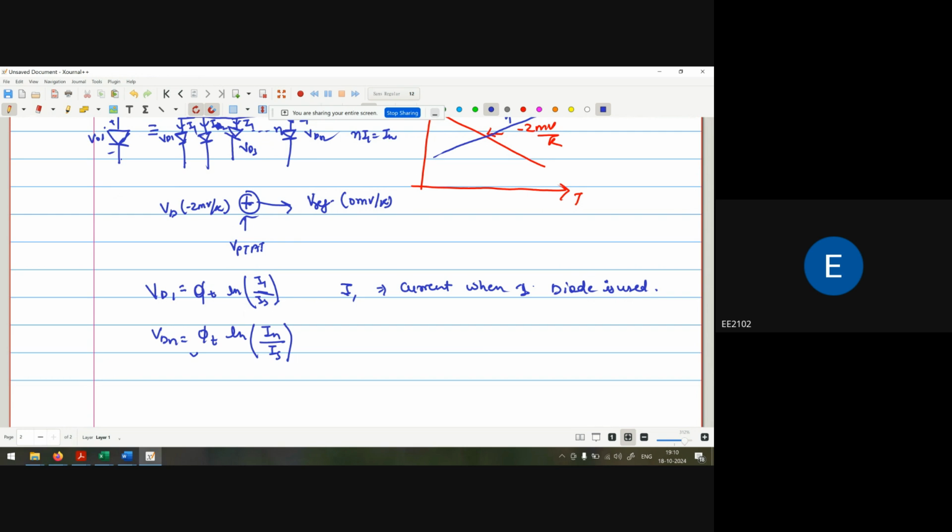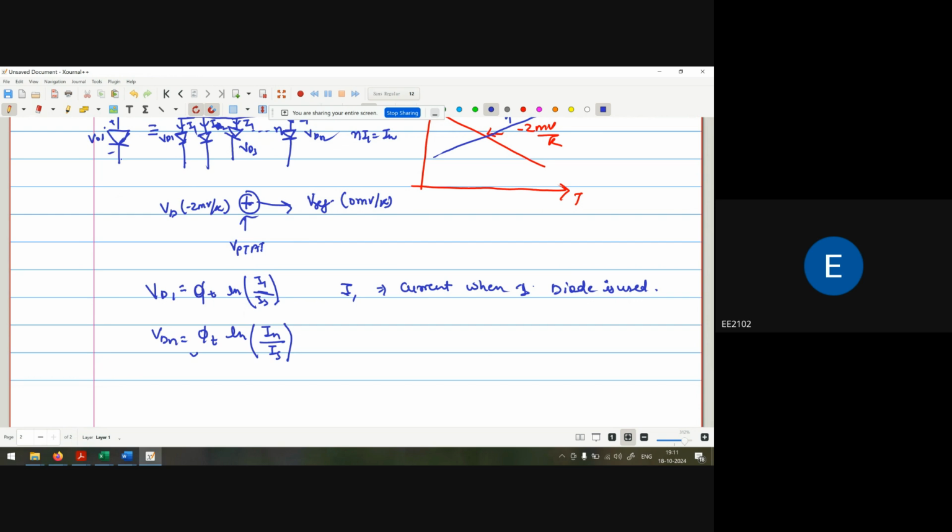Okay, so phi T and IS are two components not dependent on any parameter, but the rest, VD1 and I1, and similarly VDN, these two parameters depend on how many diodes we are using. Okay, any doubt till now? No, sir.